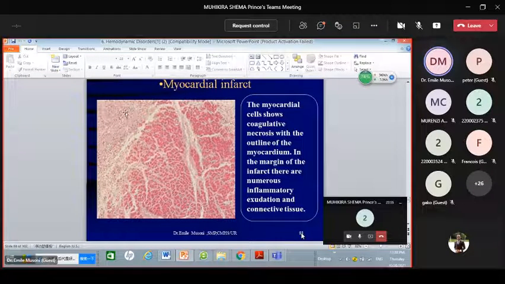Here is the case of a myocardial infarct. The myocardial cells show coagulative necrosis with the outline of the myocardium preserved. In the margin of the infarct, there are numerous inflammatory cells and connective tissue.